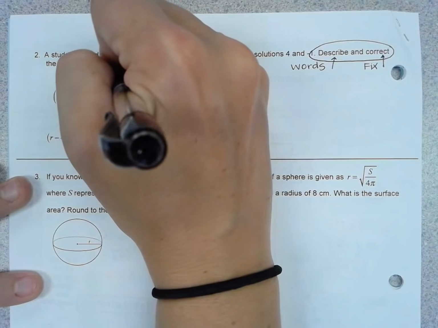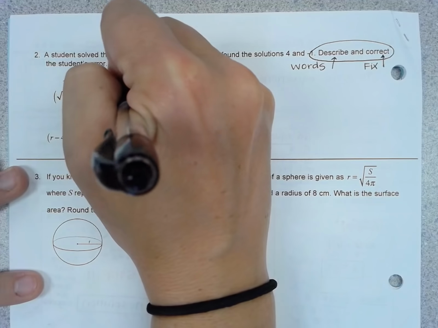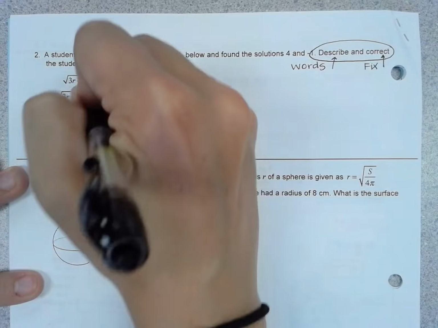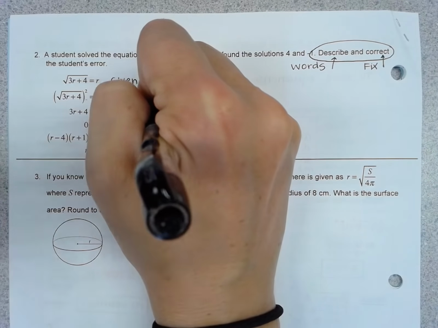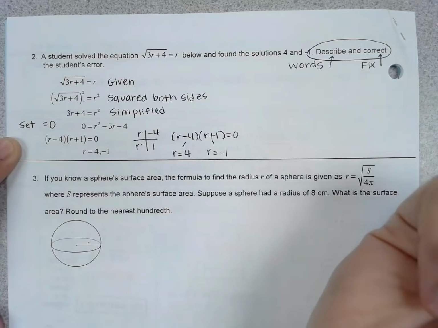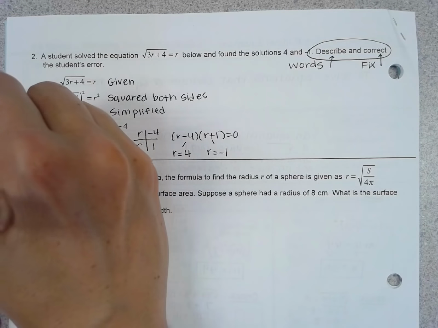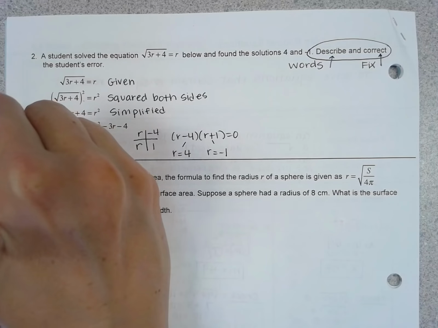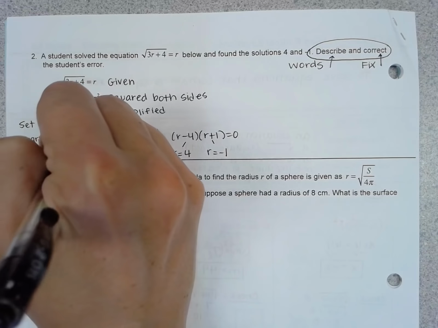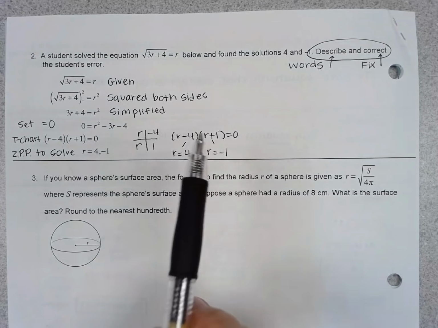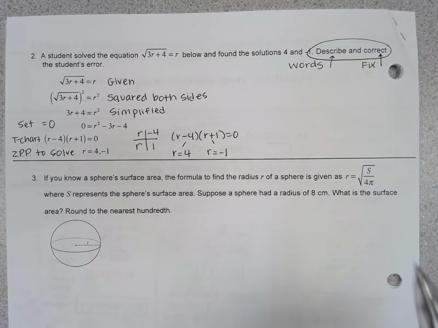So this was given. On this one, they squared both sides. Here they simplified. And then on this one, they set it equal to 0. Here's where they t-charted. And then here they used the zero product property, and they set each part equal to 0 to solve. So right now, you might be feeling confused because it sure does look like they did everything right that they were supposed to, but this is a radical equation, and they got 2 answers where one was positive and one was negative.